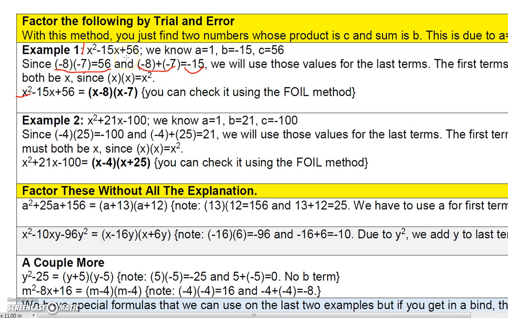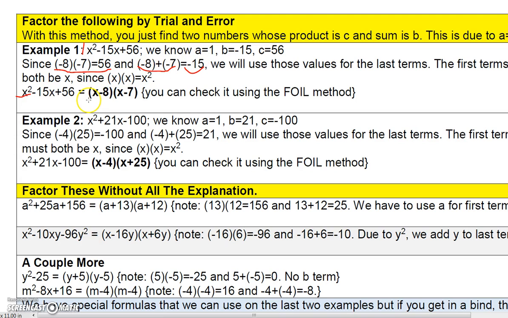You could also think of factors like 2 and 28, or 4 and 14, or negative 4, negative 14, negative 2, negative 28, and so forth. But it's pretty easy to figure out that if you use negative 8 and negative 7, they multiply together to give 56, and negative 8 plus negative 7 add together to give negative 15.